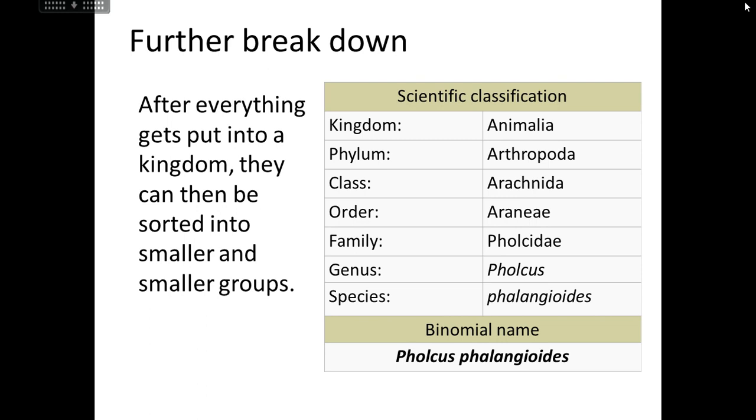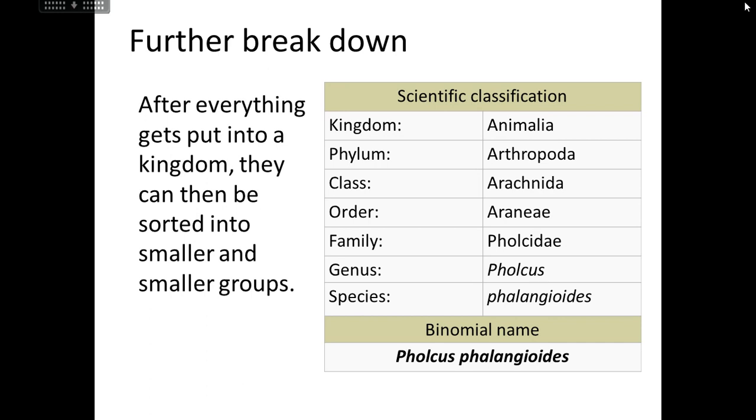So once things have gone into one of those 5 kingdoms, or the 5 biggest groups, it gets broken down even further. So it gets grouped into smaller and smaller groups. If you imagine something like the crane fly that we just looked at, or daddy long legs, whichever name you want for it, it goes into the Animalia kingdom, as I mentioned earlier, but then it's got the next subgroup, which is the phylum, and that's Arthropoda. Then you've got class, Arachnida, which implies it's a spider.